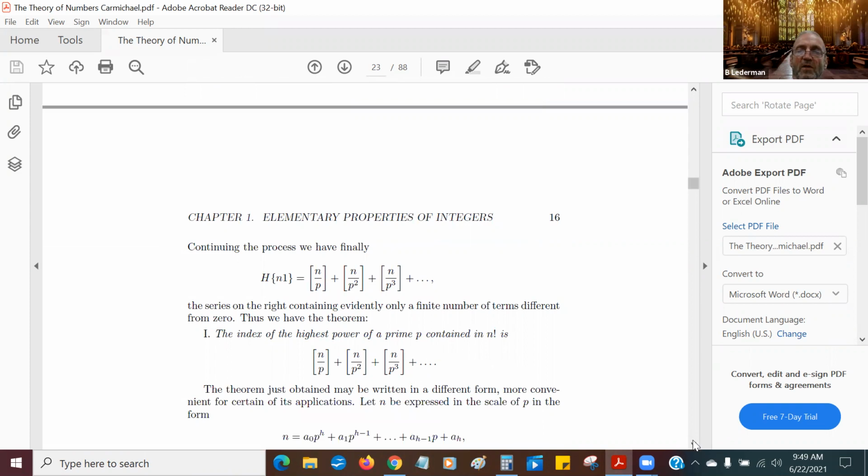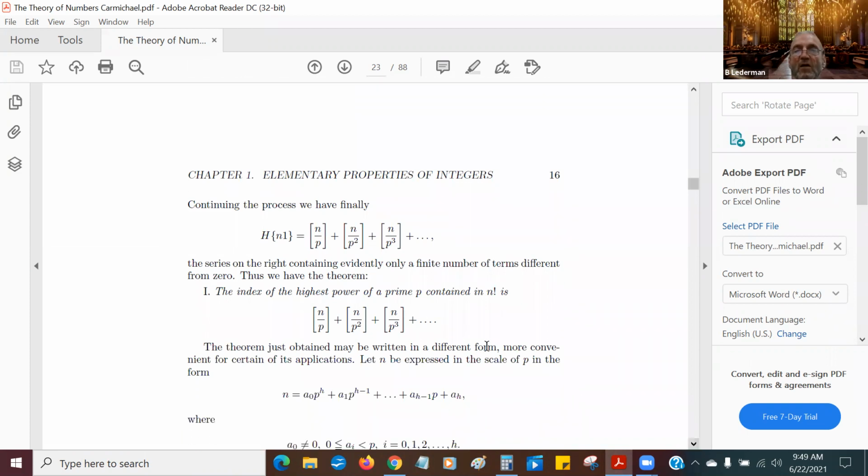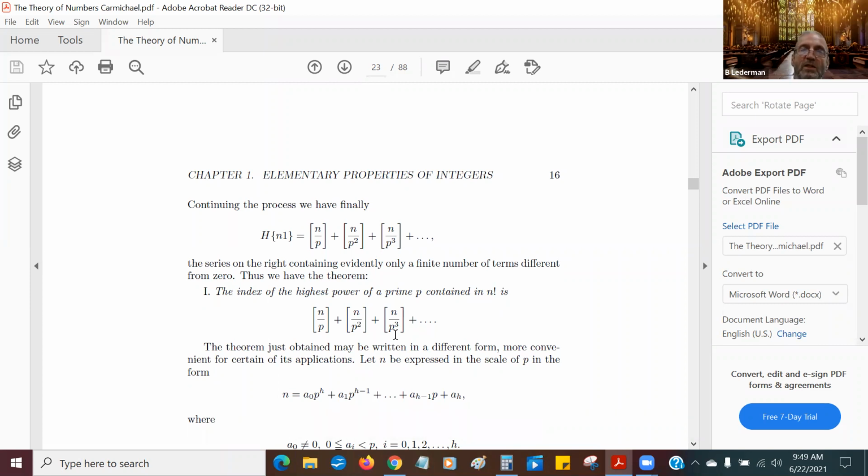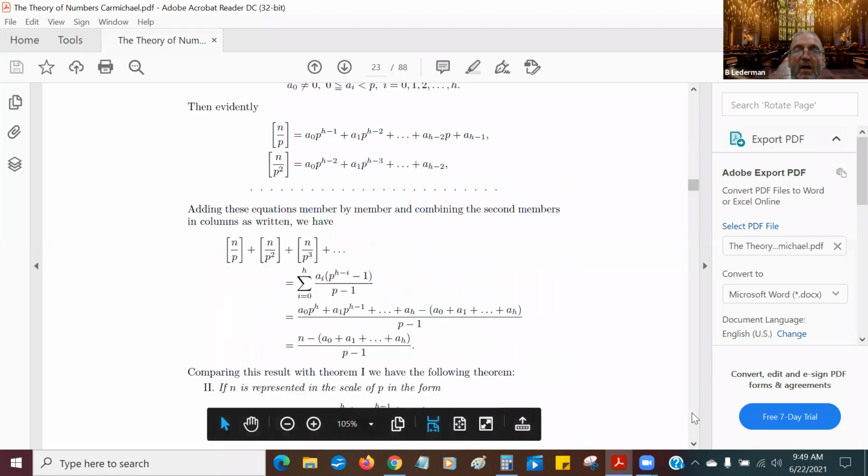Now, why am I doing it infinitely if it's just supposed to be a finite answer? Well, because eventually they all just become zeros. Once I get to the first power of p which is bigger than my original number n, they're all just going to be zeros. So that really is that.